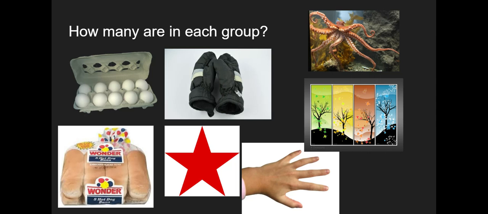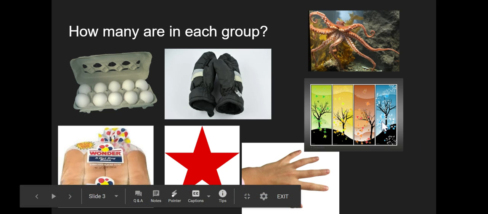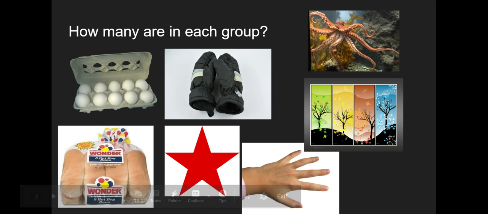So let's take a look at these pictures. If we ask ourselves how many are in each group, we would notice that this picture down here is of seasons, and we know there are 4 seasons in a year. So that's a group of 4. Up at the top, we have a picture of an octopus. And if we were to count the octopus tentacles, we would know that octopus have 8 tentacles, also known as legs. So we could say there's a group of 8 legs on an octopus.